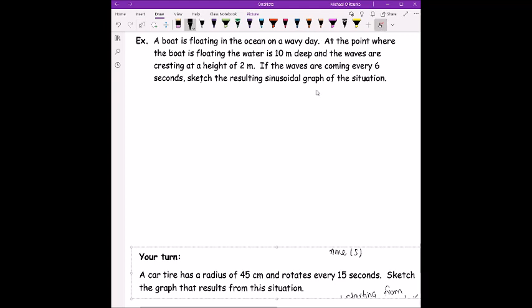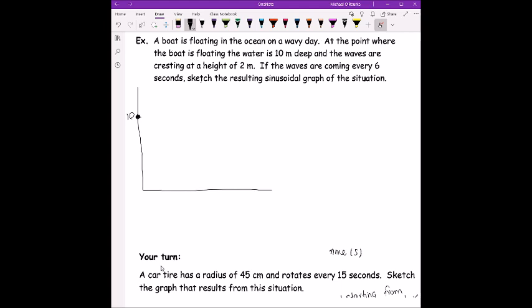So let's kind of break this down first. Our boat is floating at 10 meters. So that's going to be my starting point. Okay? Our boat is floating at 10 meters. Are you asking for this question, Lawrence? What's the period? We'll get to it as we go. So let's just draw it out first.